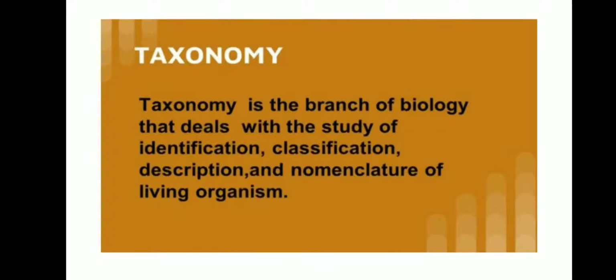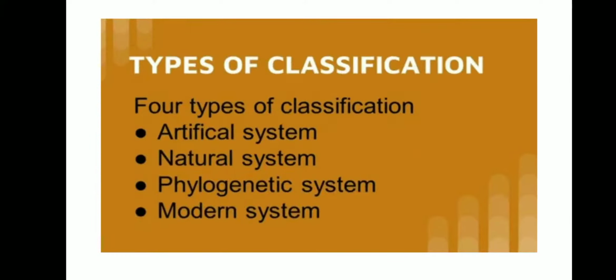Next, let's see the classification. The plants are arranged into different groups and categories on the basis of similarities and differences. That's called classification. There are 4 types of classification: artificial system of classification, natural system of classification, phylogenetic system of classification and modern system of classification.